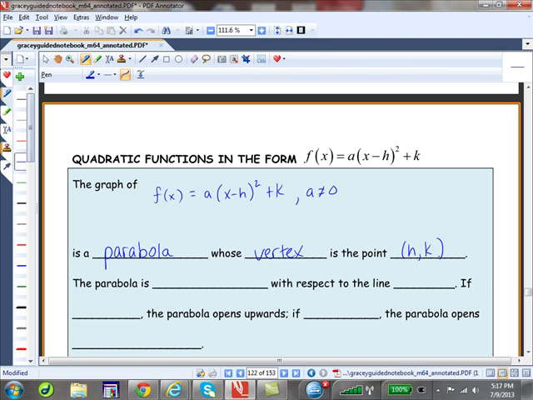So the parabola is symmetric with respect to the line x equal to h. So whatever that x coordinate of the vertex is, you're going to have symmetry. That's where the parabola folds. If you folded it, then the parabola's lines fold on each other. If a is positive, so remember in our first graph, a was positive, and which way did the parabola open, upward or downward? Good, upwards. And if a is negative, the parabola opens downward.